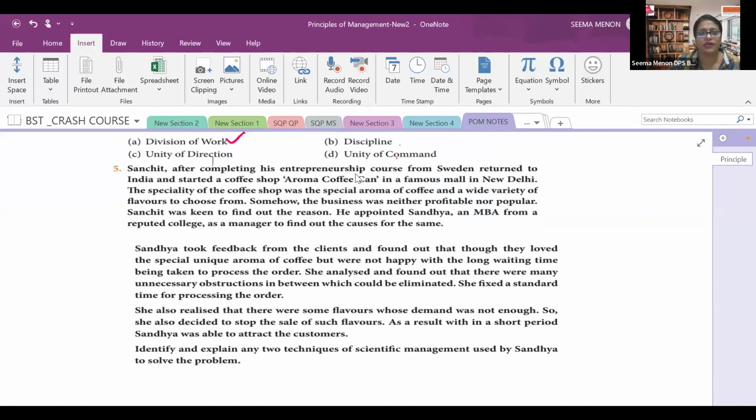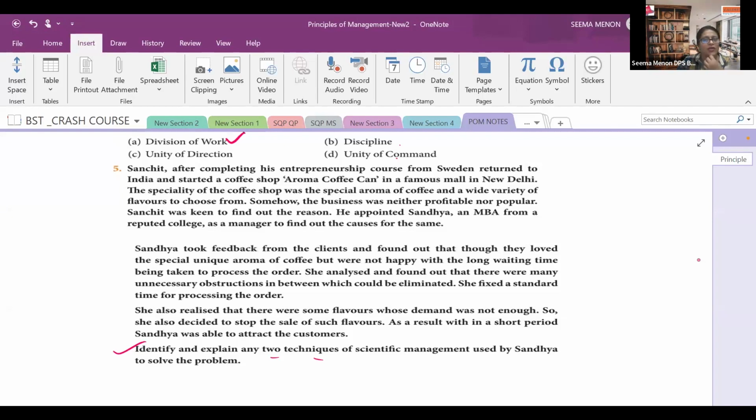Now here is a case study, children. Sanchit, after completing his entrepreneurship course from Sweden, returned to India and started a coffee shop, Aroma Coffee Can, in a famous mall in New Delhi. Read it peacefully. But as I say every time, before reading the case, you have to calm down and read what is required in the question. Accordingly, we train our brain. The question: identify and explain any two techniques of scientific management.